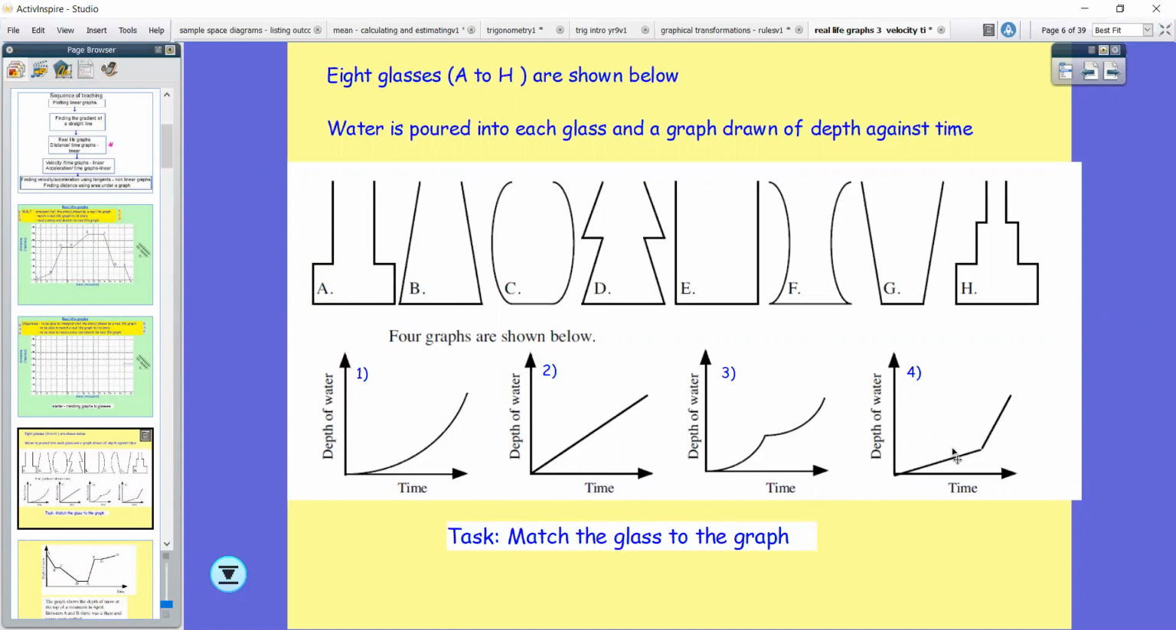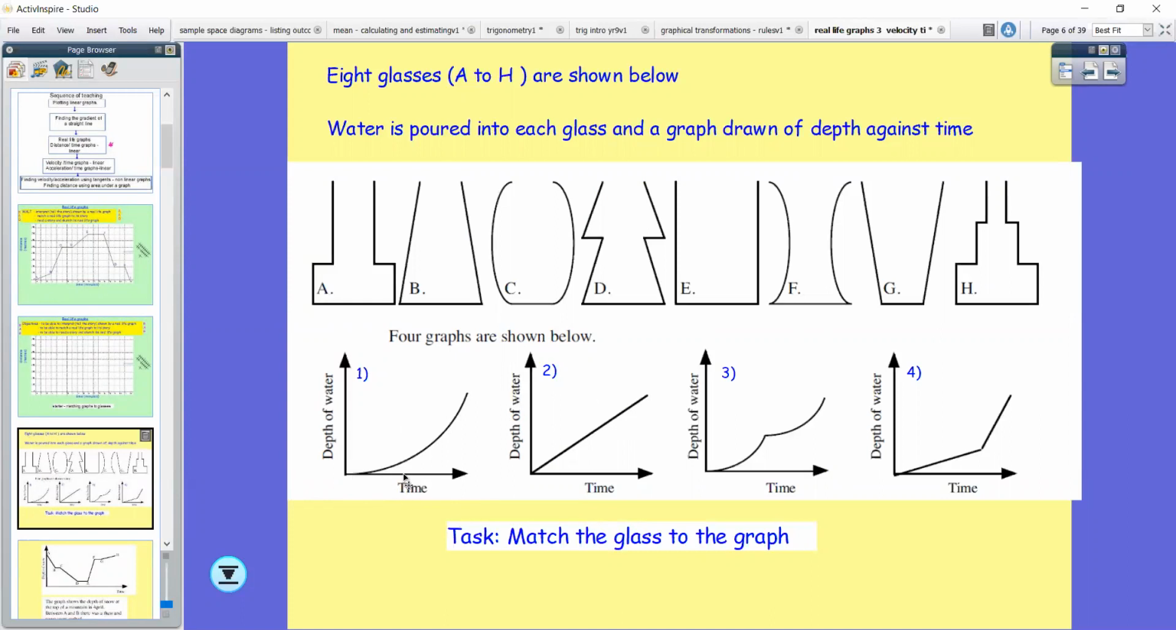This one, number 2, and number 4 is increasing at 2 constant rates. So what does that imply about the glass shape? What's happening with this one here? This depth of water and time here. What's happening here? Well, you can see the rate at which the depth is increasing as well. So it's filling up faster. The depth is getting faster and faster. When would that happen? Okay, so there's lots of discussion here.